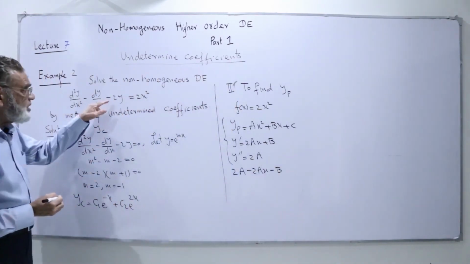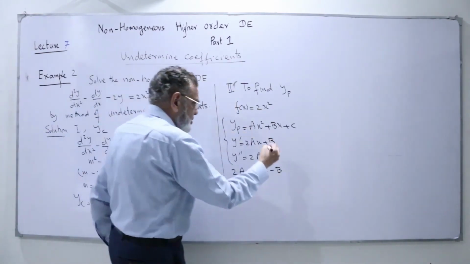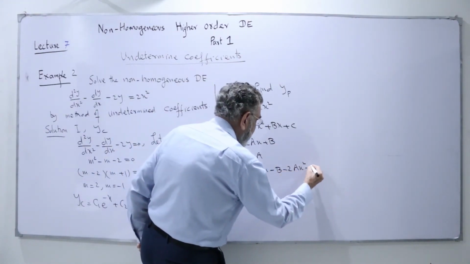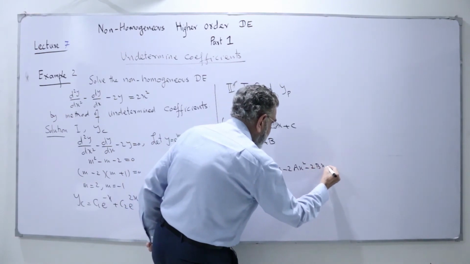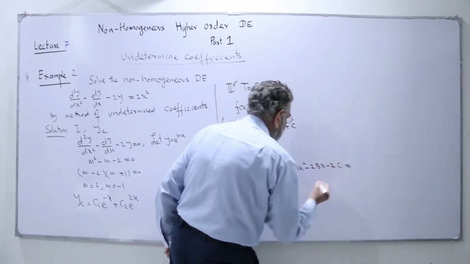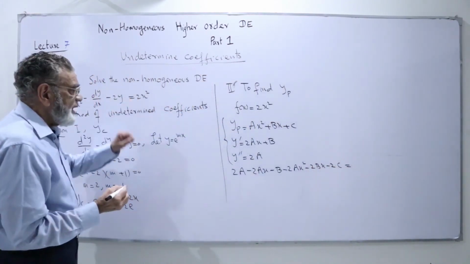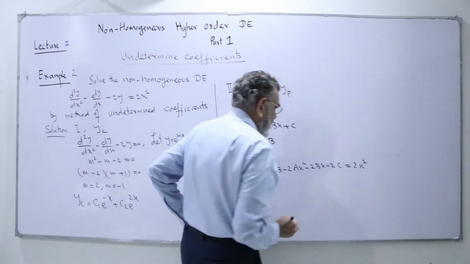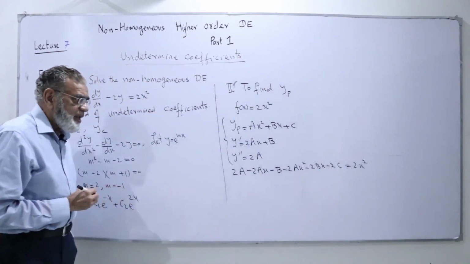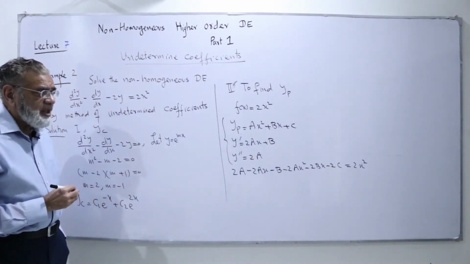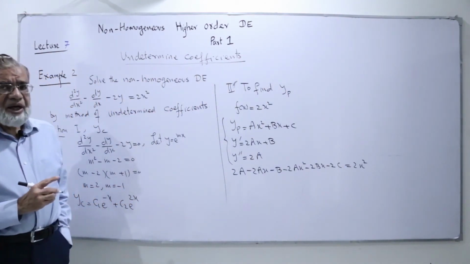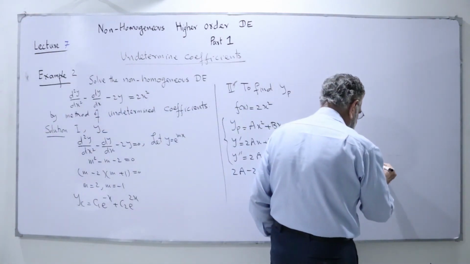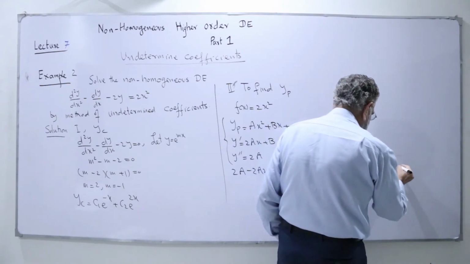Then here is minus 2y multiplied by minus 2, which is minus 2ax square minus 2bx minus 2c, and this is equal to what? This is equal to the right hand side. Right hand side is 2x square. Now to find the coefficients a, b, and c, we compare the coefficient of x square, then the coefficient of x is 0 here, and the constant coefficient is 0.